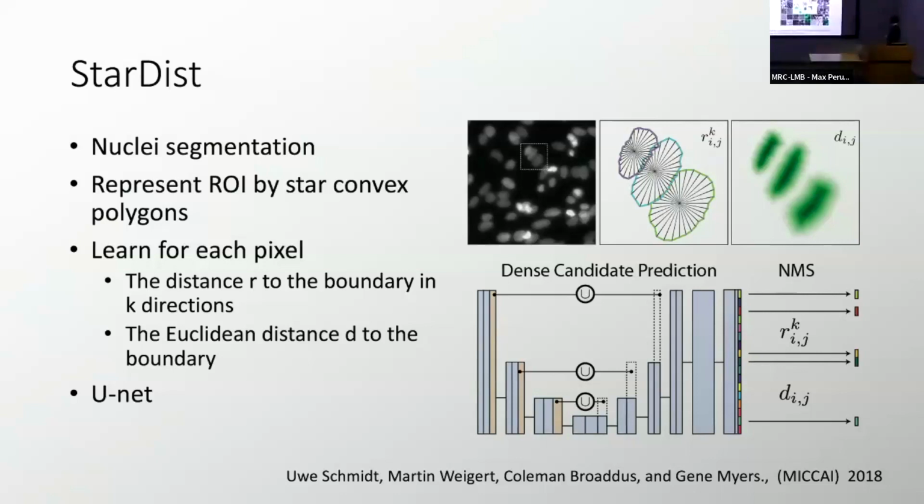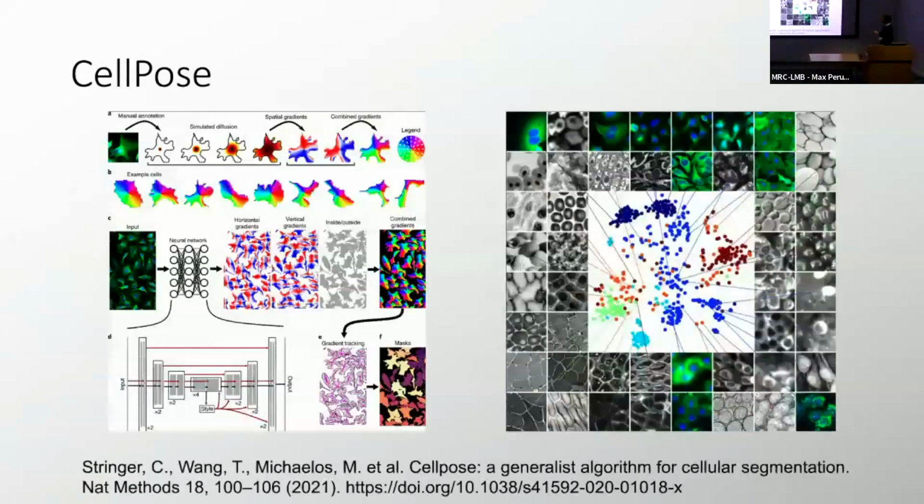So the next method is Cellpose. Cellpose also uses a U-Net. So same, but the output will be different. It predicts the probability of being inside the cell, so inside or outside, and the gradient of the distance function inside the cell.